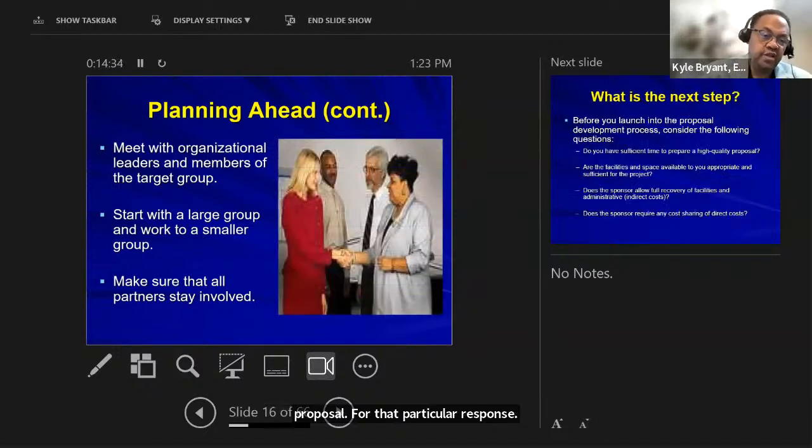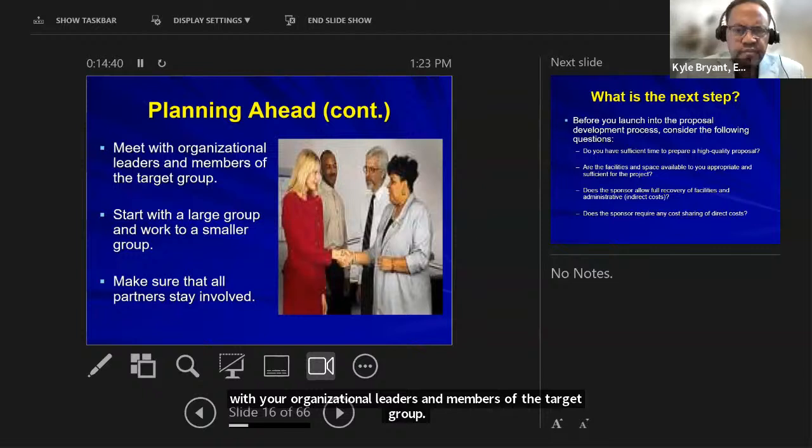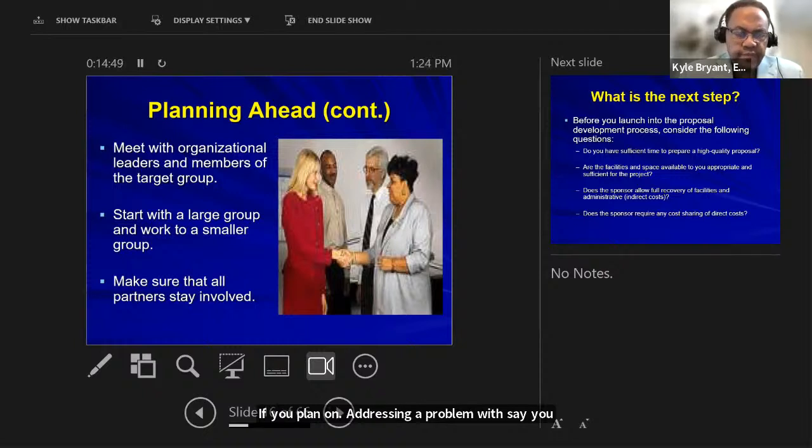Continuing with planning ahead, you also want to meet with your organizational leaders and members of the target group. If you plan on addressing a problem with, say, youth and crime in your community, and you haven't talked to any of the schools where these students go and in the communities and PTA meetings and things like that, then you're doing yourself a disservice. Reviewers of grants often can read into your grant to see that you haven't made any inroads with the actual people you plan to support with funding from an agency. So we'd look for typically letters of support and endorsement from, say, the schools in the service area or the boys and girls clubs or whatever, if you're looking to support youth programs.